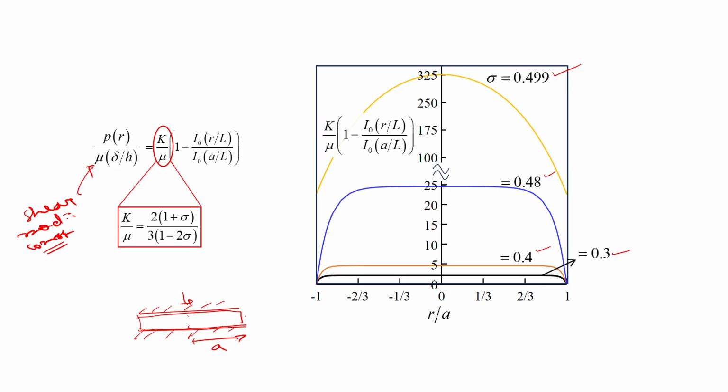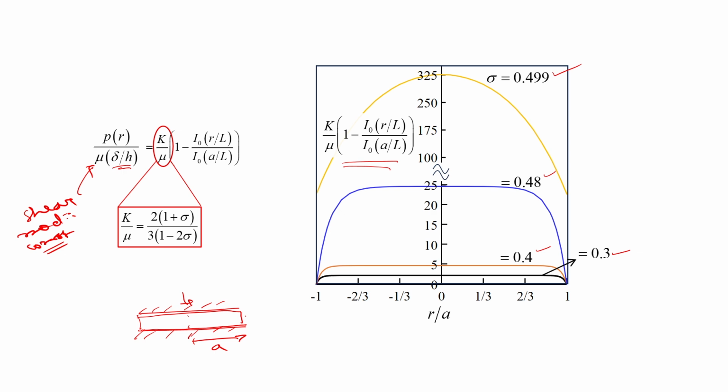Here, in all these cases the pressure distribution is guided by this relation, which is the modified Bessel function of the first kind, 0th order. And you see that from 0.3 to 0.499 there is a huge increase in the pressure that needs to be applied. So, as we go from compressible to incompressible material, the amount of load that needs to be applied to cause the same amount of delta by h increases enormously. That is what this particular plot shows.